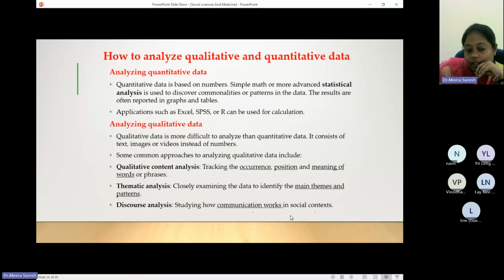But I don't know much in detail about this method. I know only this much about qualitative and thematic analysis. As you all know, I have not done a PhD, so I don't know much in detail. This is a general idea I can give you about that.